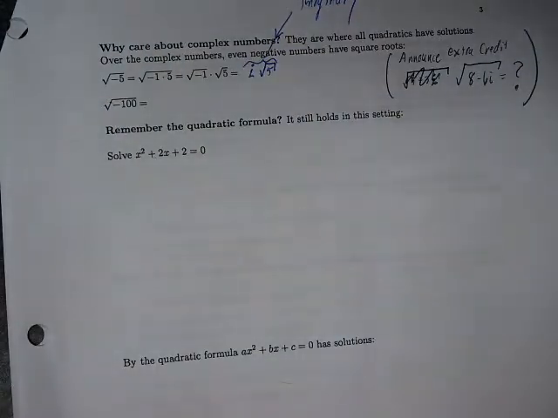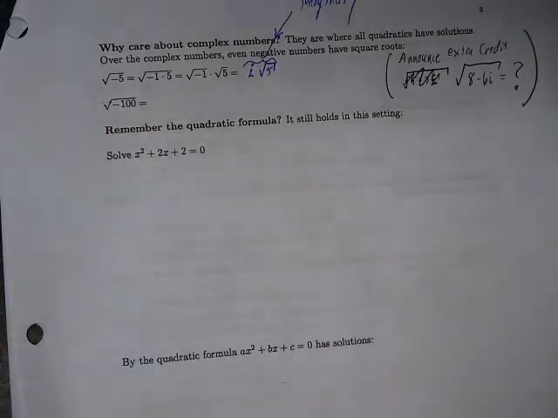So I've just formally constructed these new numbers, which are square roots of negatives. If I wanted to take the square root of negative 100, what is the square root of negative 100 then? It should be like 10i.